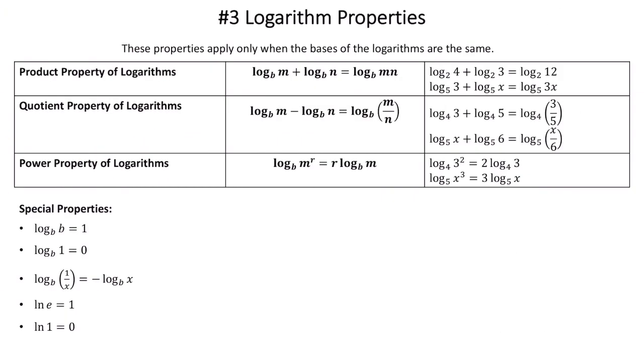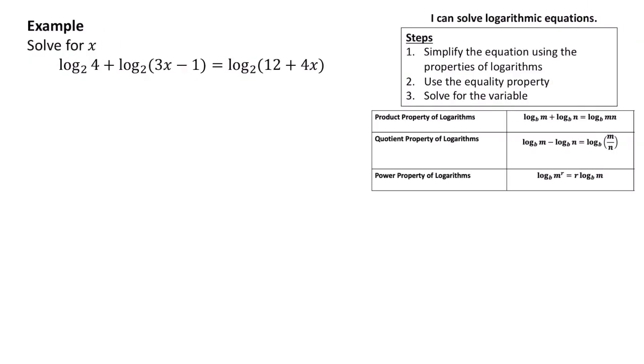So another situation we can have is where we have to use one of these properties, the product property, quotient property, or power property. We can use these to rewrite expressions and then use that to solve an equation. So these problems look like this. You see we have more than one log on the left side, and then we have one log on the right side. Thinking ahead, if I had just one log on either side, I could solve this equation using the equality property.